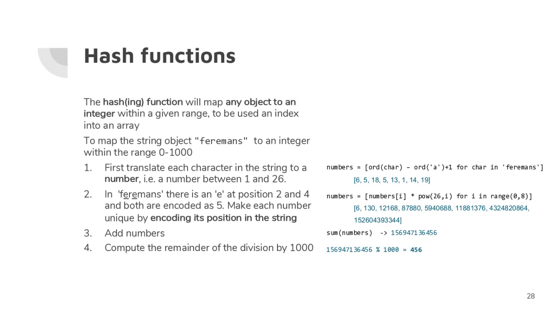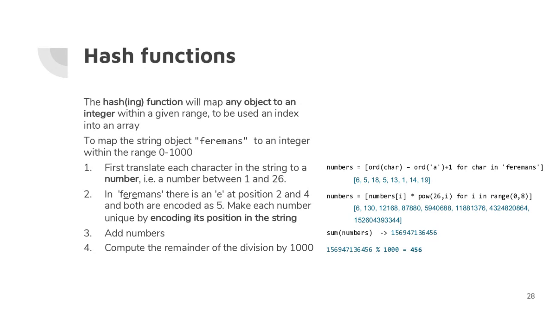That's the first step. Then the second step: in Pheromans you have the E both at position 2 and 4, and they're both encoded as 5. To make sure that each number is unique, you want to encode its position into the number. So what you do is you loop over all the letters, translated from ASCII to numbers, and multiply each number by 26 to the power of i, because you have 26 letters, and i is the index. If you do that, the numbers become very large, but that's not important. Then each number is unique. So you encode not only the character value, but also the position. Here, for example, the E at the 2nd and the 4th position get quite different numbers.